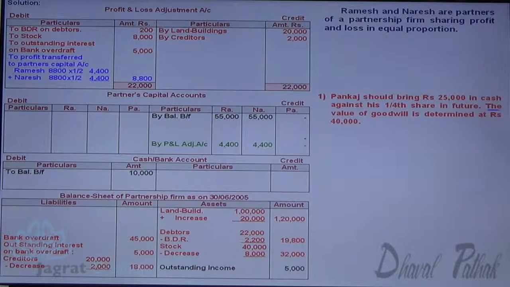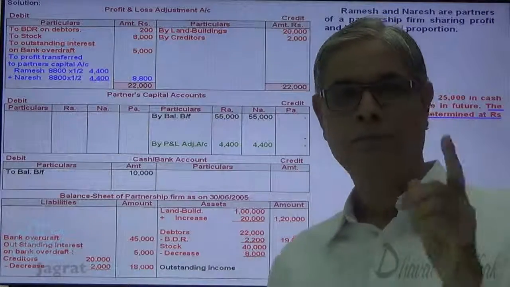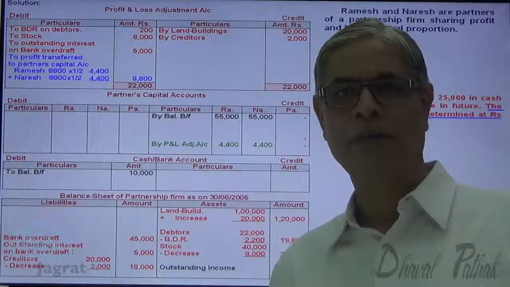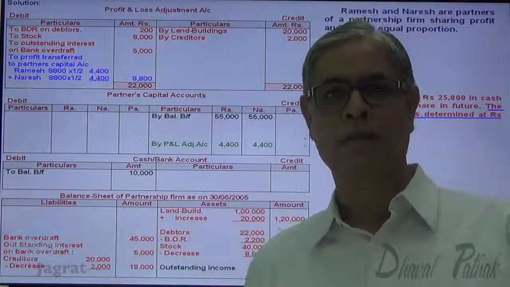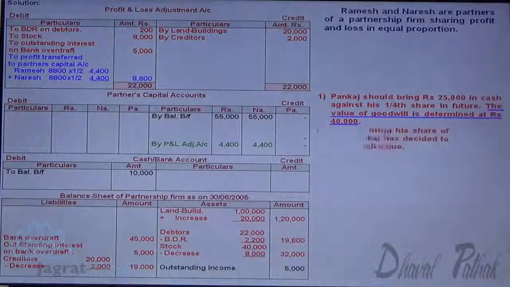Now the value of goodwill determined is 40,000. As I told you, book value is 0. Valuation made 40,000. Increase in value of asset known as goodwill 40,000. That increase will be distributed amongst old partners in the old ratio. Look at the accounting thereof.